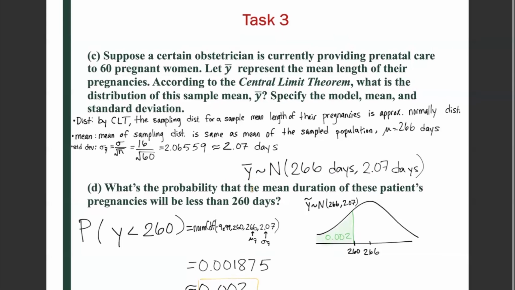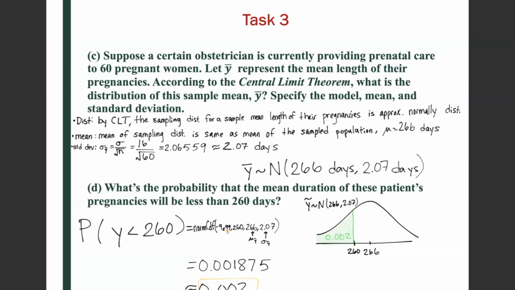And then part D, what is the probability that the mean duration of these patients' pregnancies will be less than 260 days? So here we would want to find the probability that Y bar is less than 260. So here I'm going to draw my normal curve. Our mean is 266, but our standard deviation is 2.07. That's what we found in C. And so we want to find the area under the curve from negative infinity to 260.